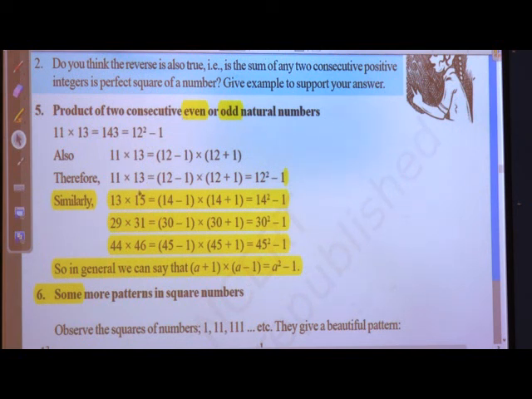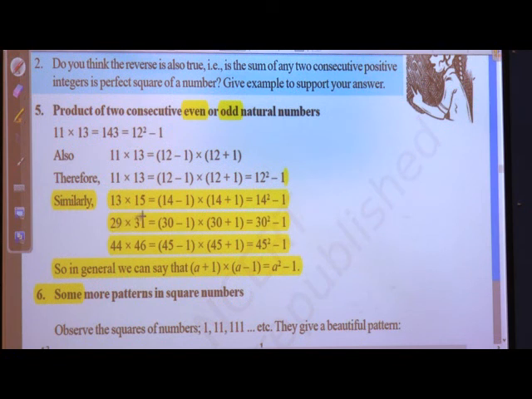Let us proceed further. 13 into 15, again 13 and 15 are consecutive odd natural numbers. So, 13 into 15 is equal to (14 minus 1) into (14 plus 1). It becomes 14 squared minus 1. What is the answer of 13 into 15? It is 14 squared minus 1.